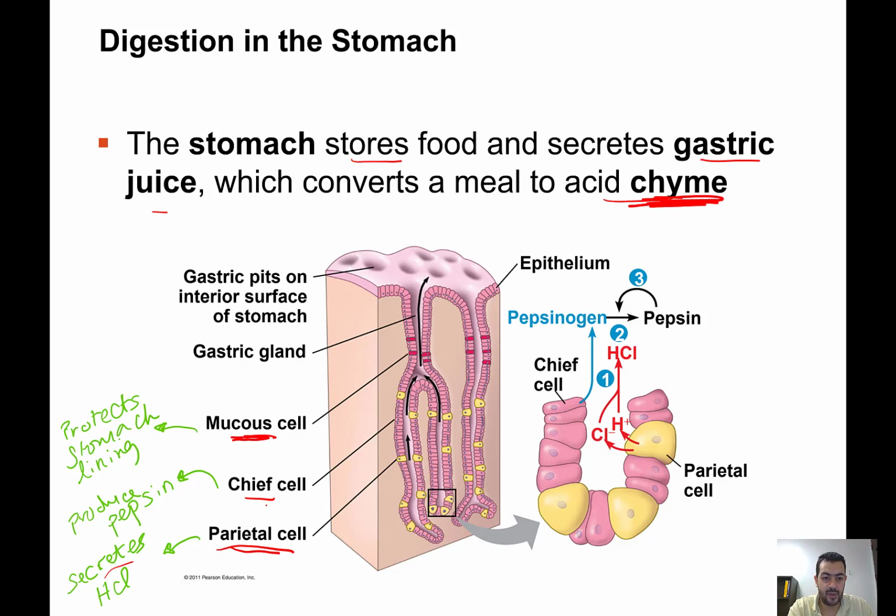Then we have chief cells, which produce an enzyme called pepsin. As you can see here, the parietal cells will produce the HCl, and the chief cells will produce the pepsin. Actually, pepsin is secreted in an inactive form called pepsinogen. This pepsinogen will be converted into the active form of the enzyme, pepsin, through the action of HCl. So HCl secreted by the parietal cell will help the conversion of pepsinogen, which is inactive, into pepsin, which is active.